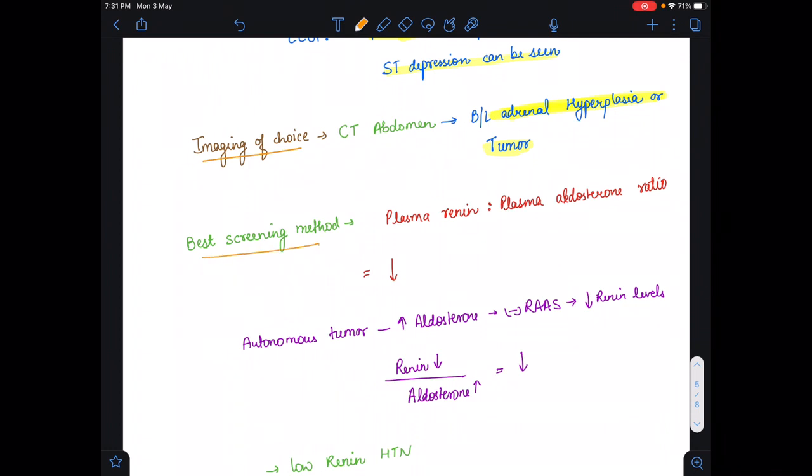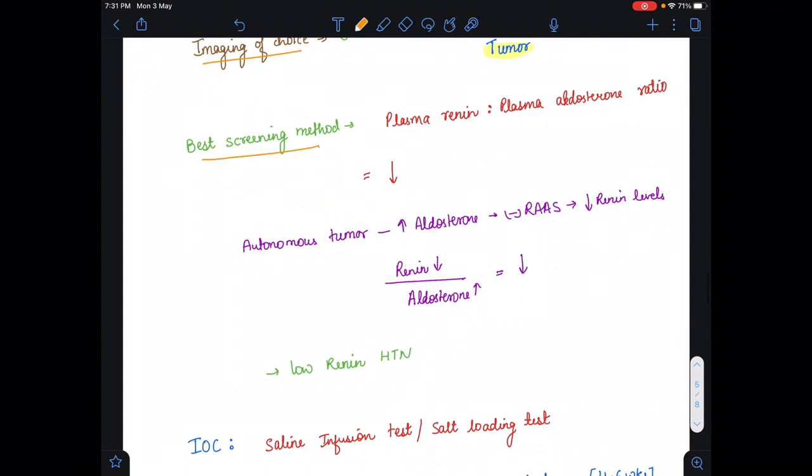And the best screening method is the plasma renin by plasma aldosterone ratio. So what happens, whether it is decreased or increased? As we know, due to the tumor of the gland, the level of aldosterone is increased. When the aldosterone level is increased, it inhibits the renin angiotensin aldosterone system. When renin is decreased, in the ratio of renin upon aldosterone, it means that renin is decreased and aldosterone is increased. So overall there is a decrease in the plasma renin by aldosterone ratio. So this is the best screening method.